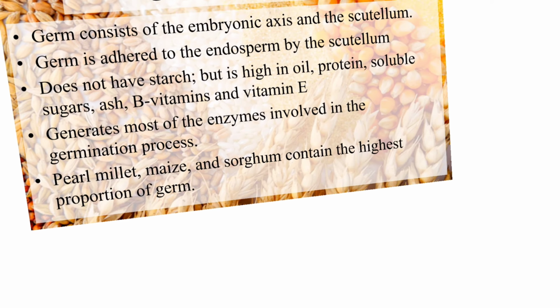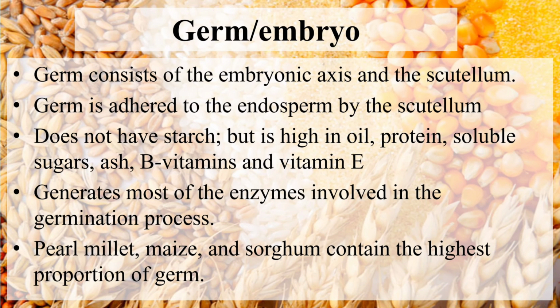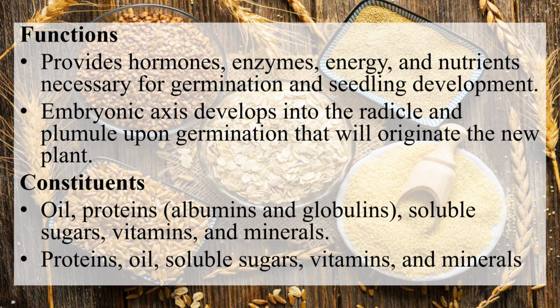Germ or embryo. Germ consists of the embryonic axis and the scutellum. Germ is adhered to the endosperm by the scutellum. It does not have starch, but is high in oil, protein, soluble sugars, ash, B vitamins, and vitamin E. It generates most of the enzymes involved in the germination process. Pearl millet, maize, and sorghum contain the highest proportion of germ. Functions of germ: it provides hormones, enzymes, energy, and nutrients necessary for germination and seedling development.